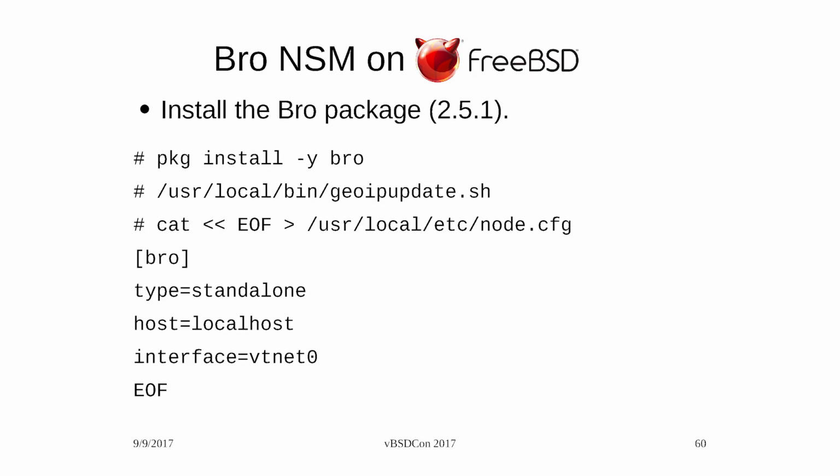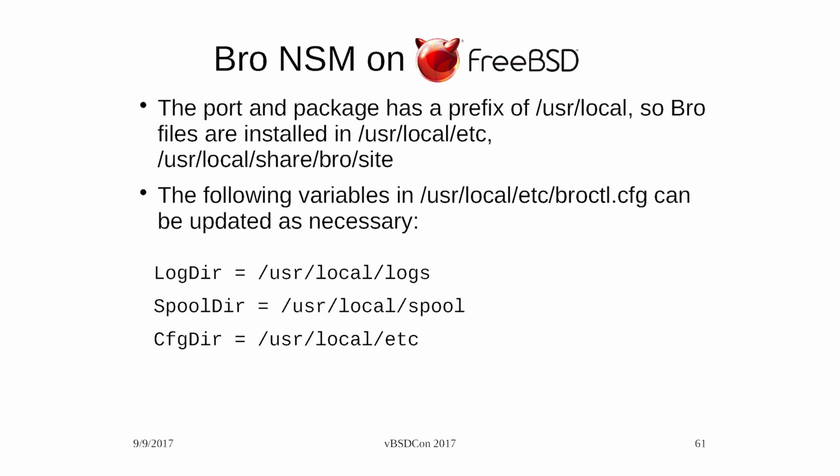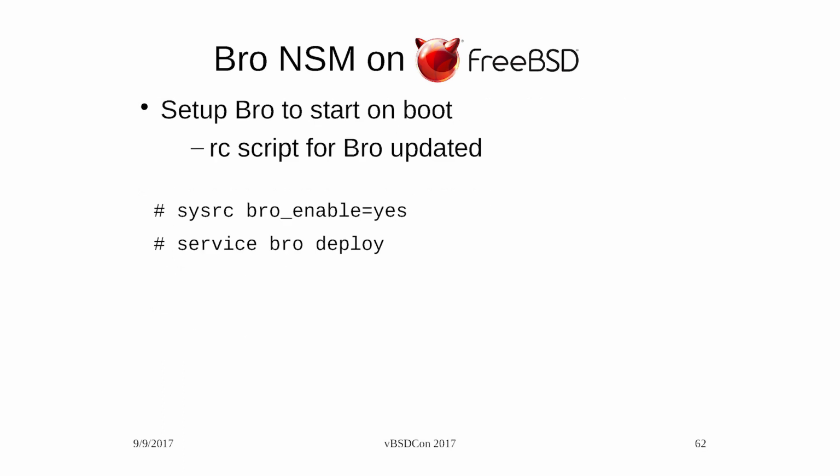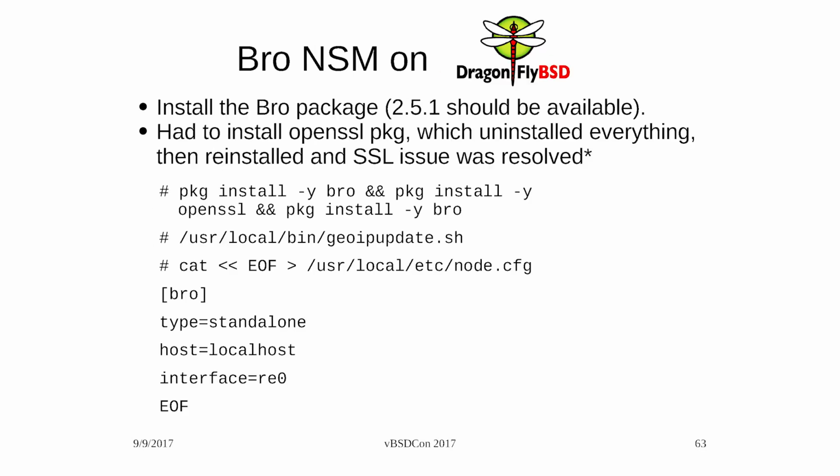The package is now up to 2.5.1 on Bro. Essentially it's just a package install and setup through localhost, in this case just doing beehive testing. There are defaults for where logs go, the spool dir is where it starts putting stuff when it starts up, and these are all defaults with the Bro package. The RC script has also been updated, so now you can simply do a sysrc to enable it, then do your deploy, and you're up and running.